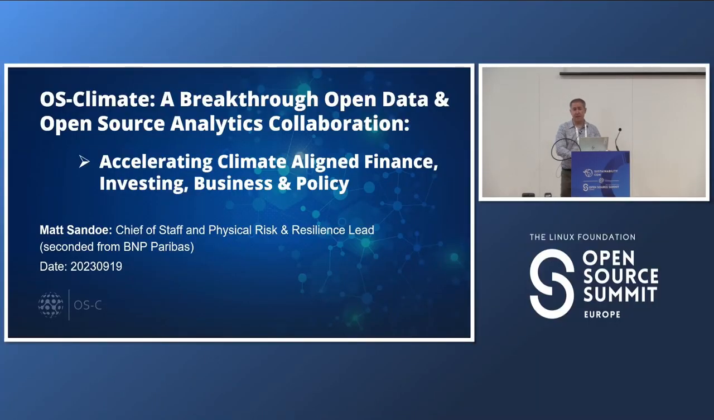So my name is Matt Sandoe. I am the Chief of Staff for OS Climate, and I'm the Physical Risk and Resilience Lead. I've got over 25 years experience in finance, in risk management, most of that working for BNP Paribas Bank, and I'm currently seconded by the bank to the Open Source Climate Program.